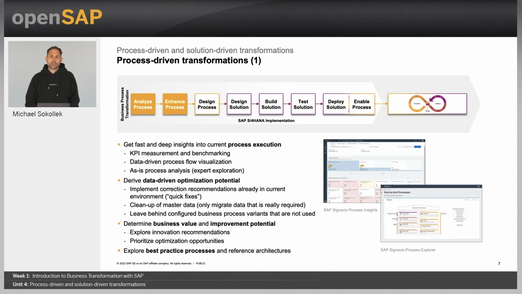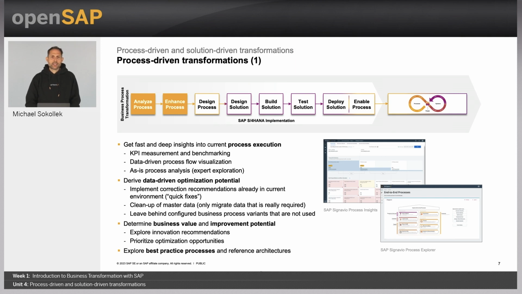A process-driven transformation can optionally start with the analysis of processes and the identification of potential enhancements. SAP Signavio Process Insights allows customers to get fast insights into current process executions, while SAP Signavio Process Intelligence provides them with deep insights. In addition to a data-driven process analysis, SAP Signavio Process Manager supports an expert process exploration, modeling as-is processes.